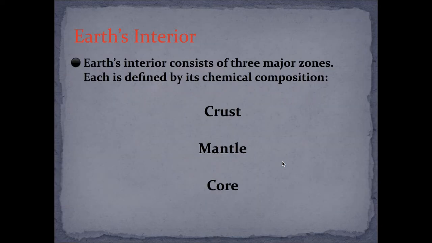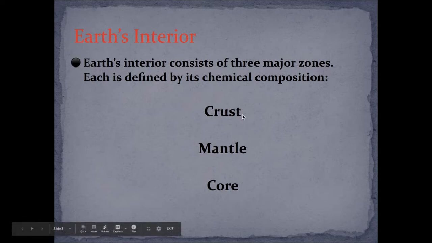So the interior of the Earth consists of three major zones, all right? And within these zones, there are smaller layers. So we're going to look at the zones first. The zones are the crust, the mantle, and the core. And this is working our way from the outside, the crust, and then we're getting deeper and deeper towards the center of the Earth, all right?